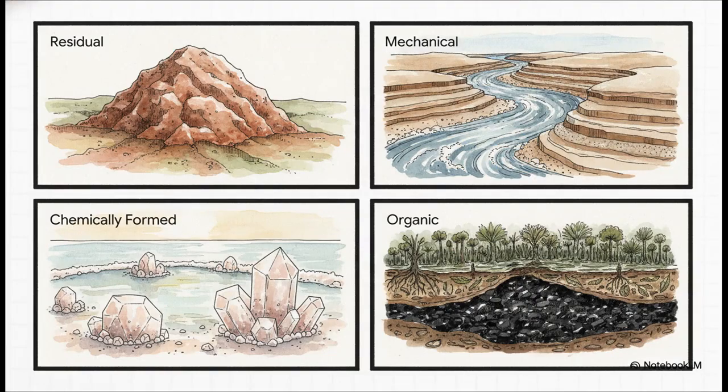Once all those fragments lock together, we classify them based on their exact origins. For instance, if the weathering products just settle right exactly where they formed, we get residual rocks, like bauxite. If the transported and cemented fragments form beds of varying thickness, we get mechanical rocks like sandstone. We also have chemically formed rocks, which are created either through evaporation, like halite, or precipitation, like limestone.